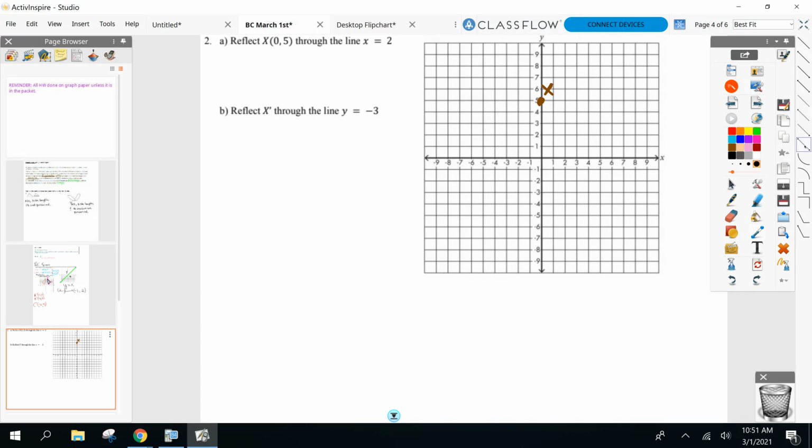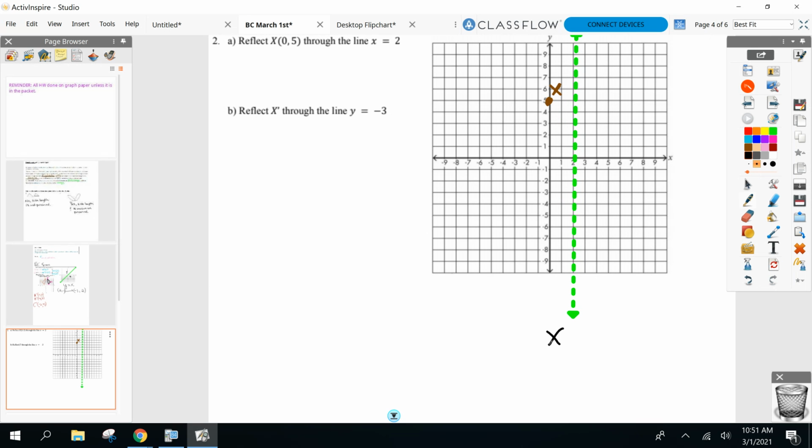All right, X equals 2. We talked Y equals a number before. X equals a number is a vertical line. So a vertical line right here. That's X equals 2. Count the distance. Move that many on the other side. You got it? You got it? So there's X prime. And I'm not even going to ask anybody because you guys can just read numbers off that grid. 4, 5.